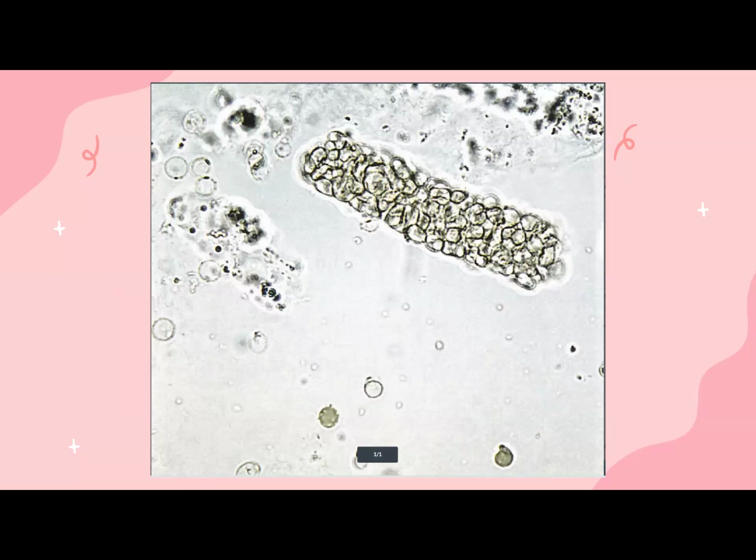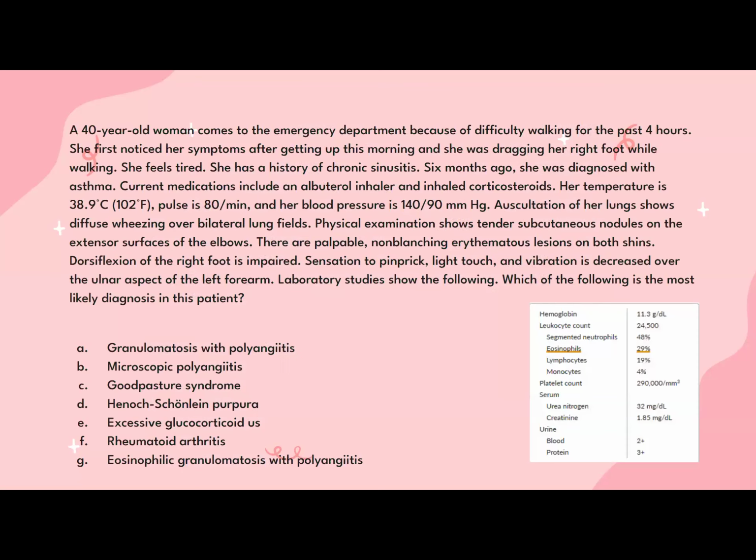For your exam, I would highly recommend that you guys go over what casts are supposed to look like, because sometimes the scenario itself can look a little bit ambiguous. You're not really sure what's going on, but sometimes the cast itself can be very, very characteristic for whatever disease you're talking about. And so I would definitely go over those.